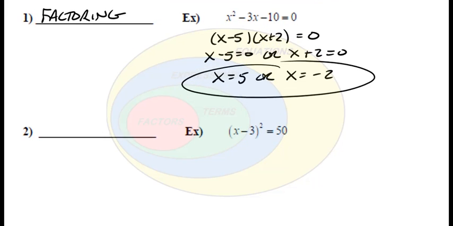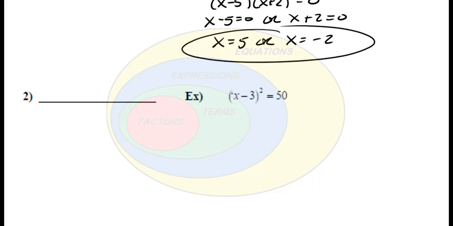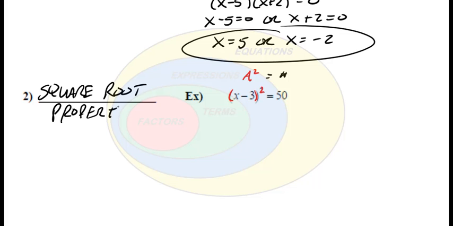The second strategy was when we ended up having a quadratic, but it was in the form where we had a perfect square expression in x. So remember, this is like an a squared equaling a number. We used the square root property, where once it's a perfect square equaling another number, we took the square root of each side.